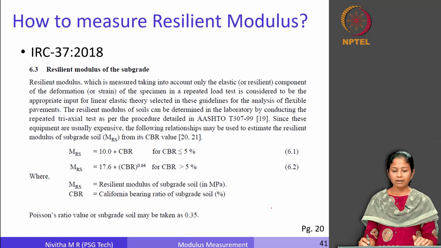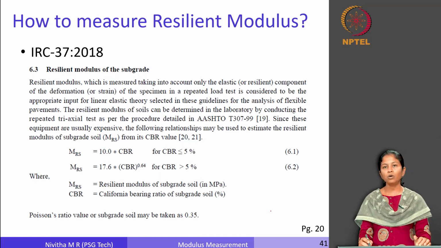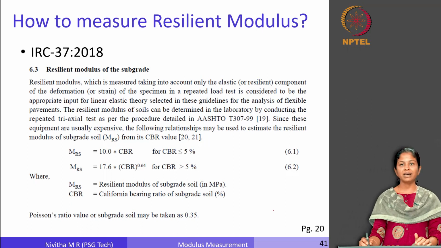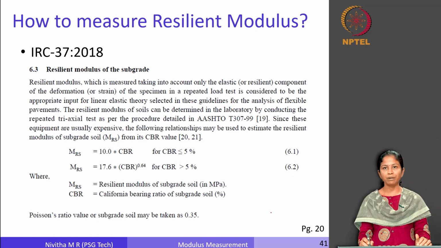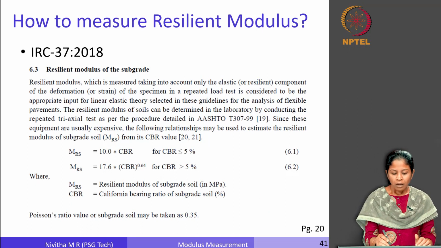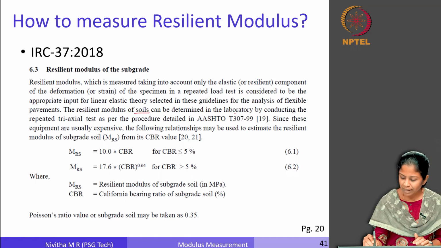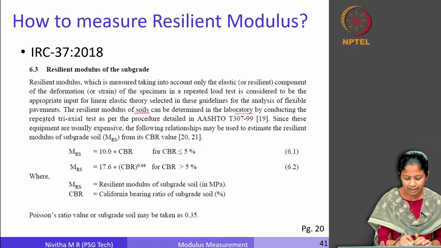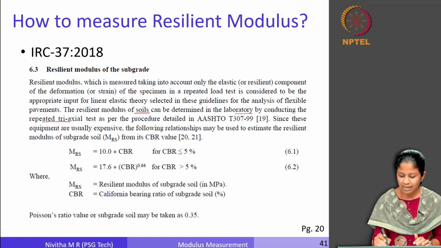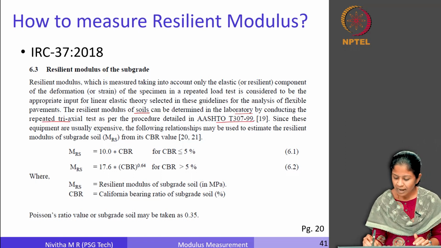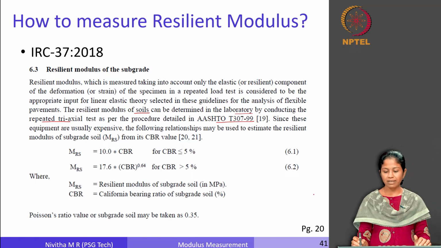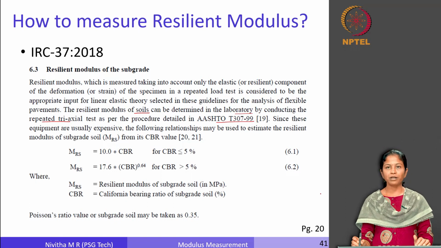Now, if you look at IRC 37, how to measure this resilient modulus? What does IRC 37 say about the measurement of resilient modulus? The resilient modulus of soils can be determined in the laboratory by conducting the repeated triaxial test as per the procedure detailed in AASHTO T307. So, this is the procedure which IRC recommends for measurement of resilient modulus for granular materials.